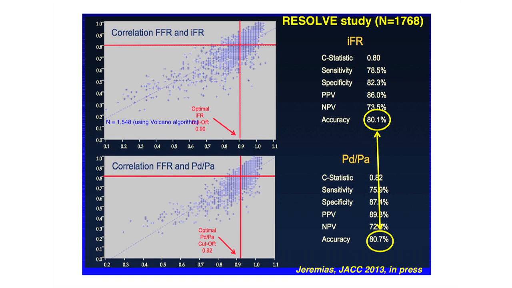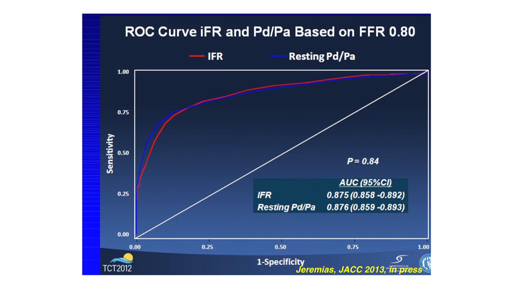There has been a very large study systematically comparing resting and hyperemic indexes. The resting indexes used were iFR and Pd/Pa at rest. What you see is a very large scatter when you compare it to fractional flow reserve. These are more than 1,700 patients. The accuracy of these resting indexes is identical, whatever resting index you are using, and the correlation with FFR is rather poor. Here you see the ROC curves, which are almost superimposed for iFR and resting Pd/Pa.